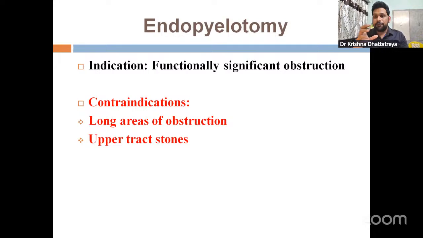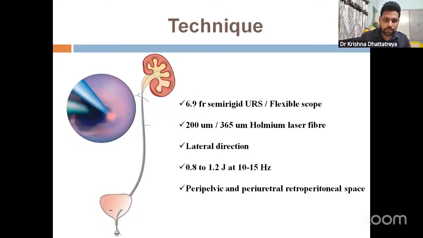And if there are concomitant upper tract stones, you have to remove the stone also, so endopyelotomy won't be sufficient. You have to remove the stones also to relieve the significant obstruction. So these are the indications and contraindications of endopyelotomy. How do you perform it? Usually you can use a flexible scope or a 7 French or 6.9 French semi-rigid URS scope. You will use a holmium laser fiber, which is 200 micrometer or 365 micrometer.